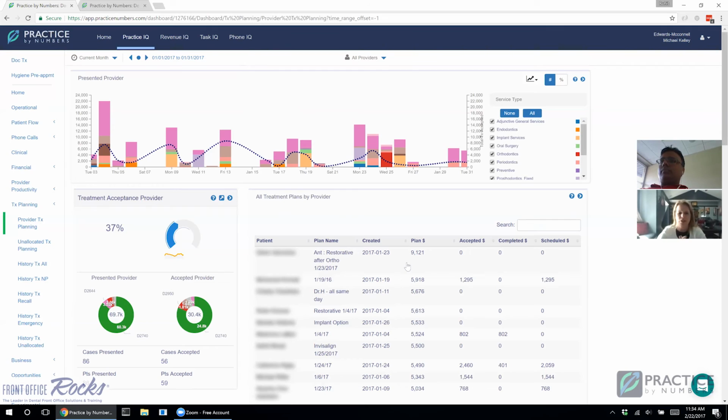So this was just our intro to show you that you don't have to present the treatment, run and hide, and cross your fingers that the patient accepts it. Now you can really monitor it and see how your case acceptance is broken down at so many small levels. We're hoping this gets you excited to jump further into practice by numbers and see what you have really going on in your practice.